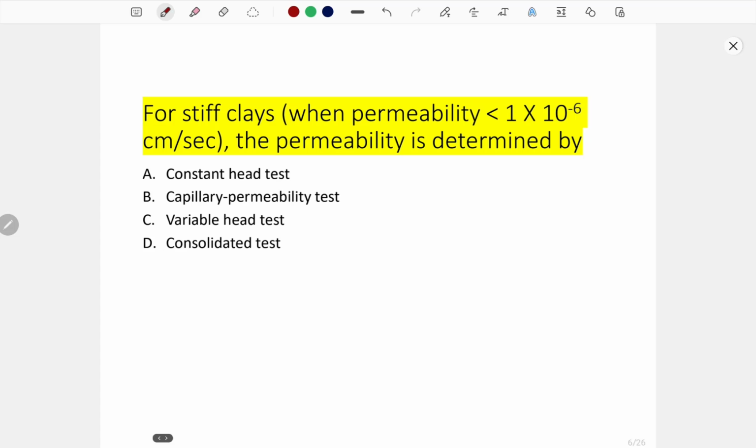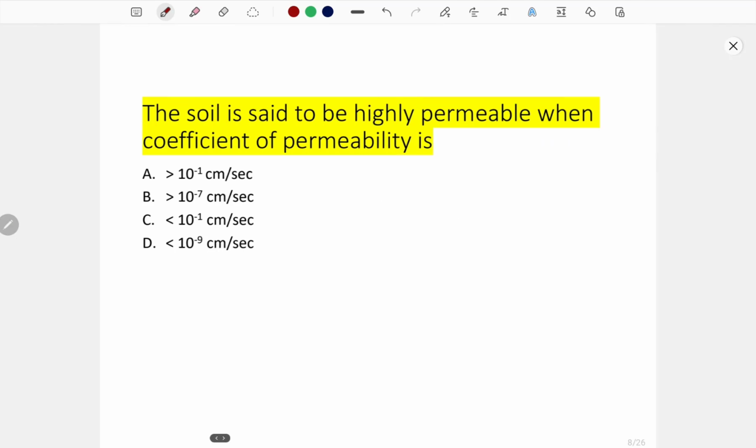For a clay, when the permeability is less than 1 into 10 raised to minus 6 centimeter per second, the permeability is determined by the consolidation test. The soil is said to be highly permeable when the coefficient of permeability is greater than 10 raised to minus 1 centimeter per second.